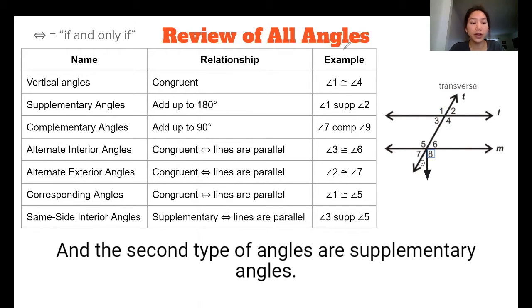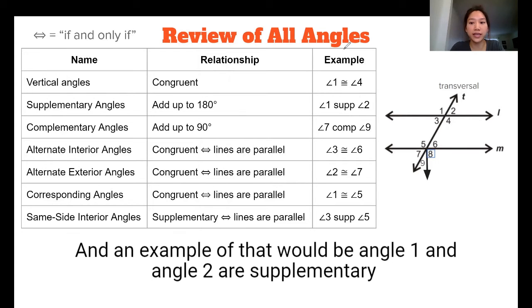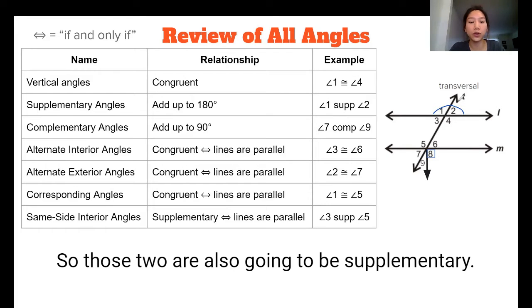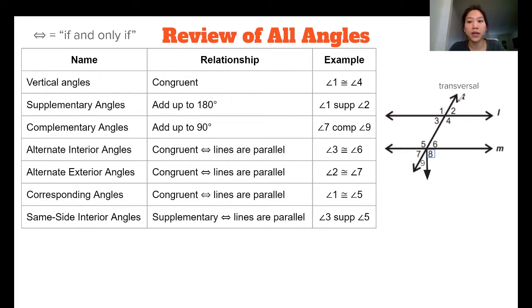And the second type of angles are supplementary angles. An example of that would be angle 1 and angle 2 are supplementary because they're a linear pair. They're formed by one line that got split by another line. Okay, so those two are also going to be supplementary.